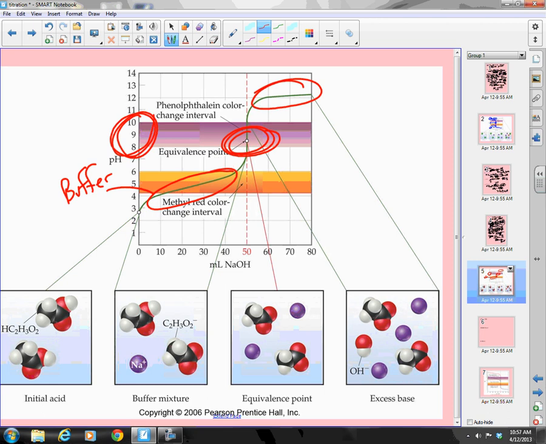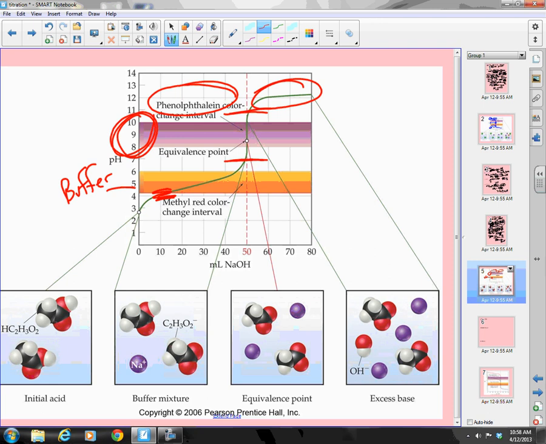Methyl red is certainly not a suitable indicator. Look at the methyl red, it's changing way back here. It's much more likely that phenolphthalein will be a good indicator. But on the AP exam, they may give you the curve and you just analyze the curve and choose an indicator that turns entirely within the vertical area.